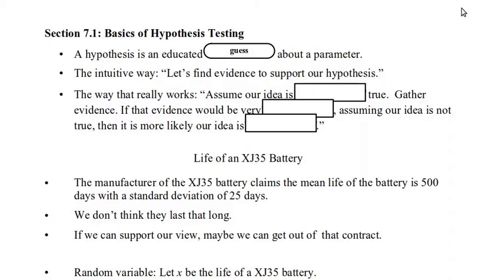So the way that really works is we have to begin by assuming that our idea is not true. Now, at first, that may seem counterintuitive. It's not what we're trying to do. But it allows us to assume something. We can begin with the assumption that our idea is not true. We can say that that is our assumption. We then gather evidence, and if that evidence would be very unlikely, assuming our idea is not true, then it is more likely that our idea is true. So we work backwards. In a sense, we use what we're trying not to show against it.